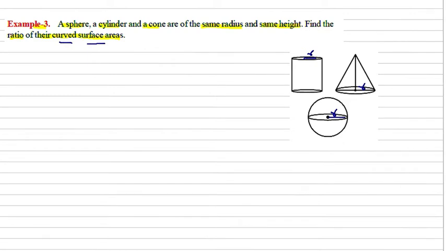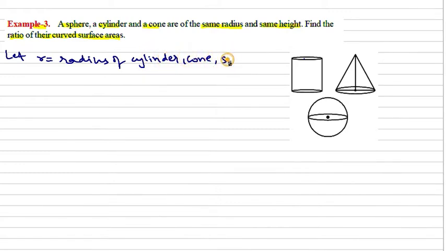curved surface areas ratio. So CSA of cone is equal to pi r l. Here we don't know the slant height, that is l, but we know the height. So first we are going to find the slant height in this cone. Use the Pythagoras theorem: slant height square is equal to h square plus r square. Let r be the radius of the cylinder, cone and sphere.